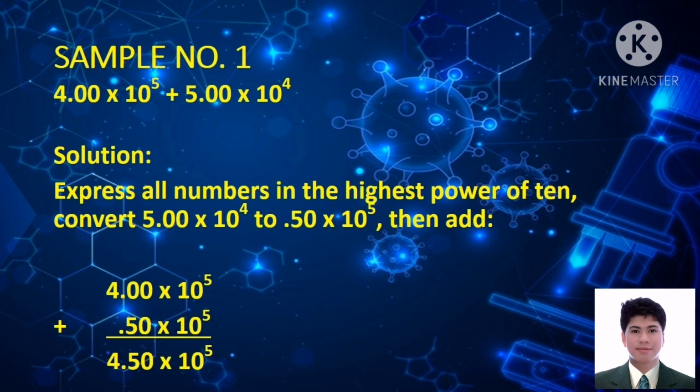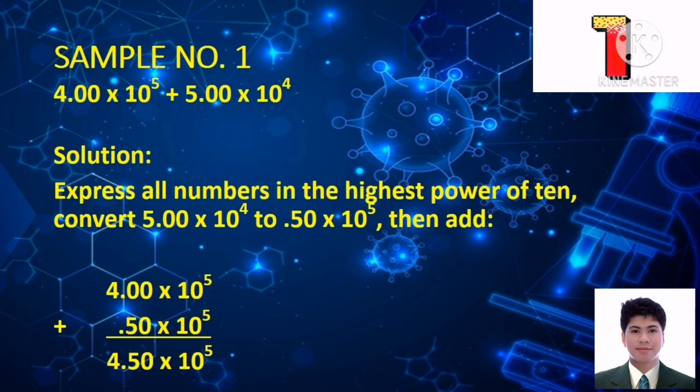Learners, let's try to answer sample number 1. 4.00 times 10 raised to fifth plus 5.00 times 10 raised to fourth. So learners, what is your answer?